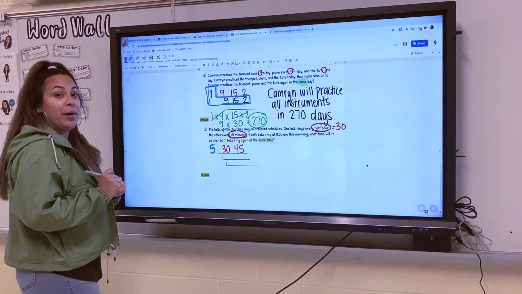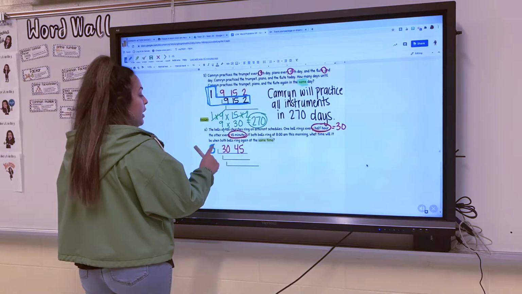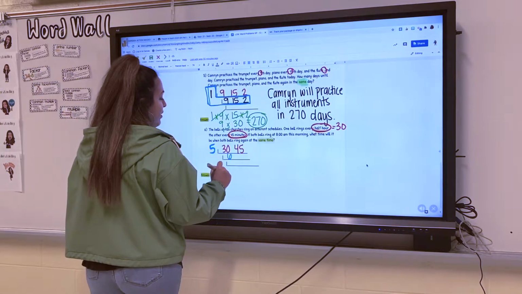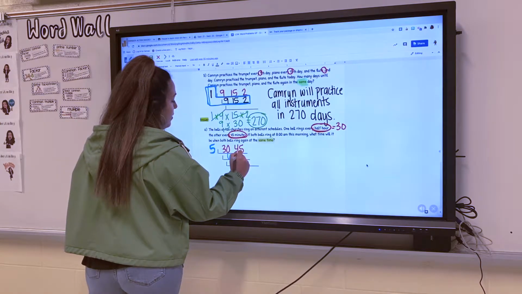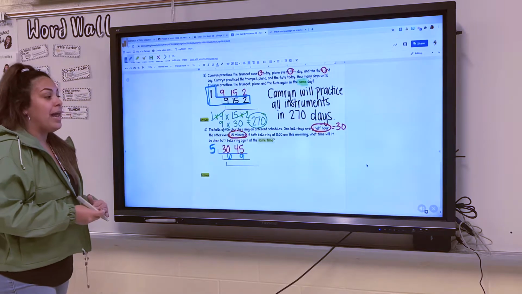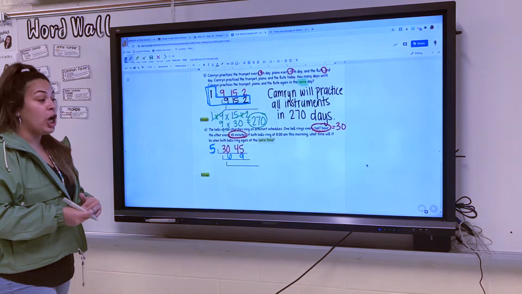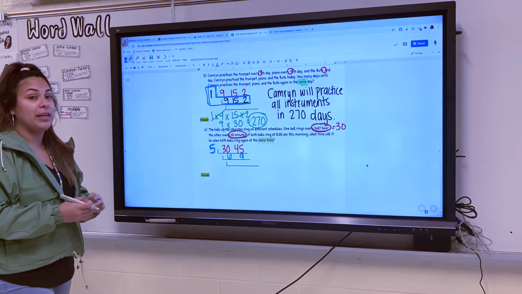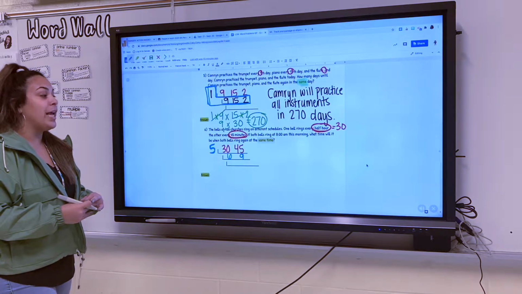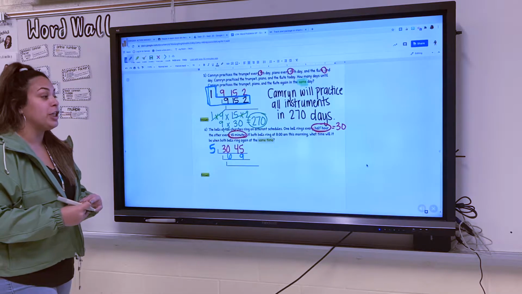So I'm going to divide both numbers by 5. 30 divided by 5 is 6. 45 divided by 5 is 9. Now, 6 and 9 are not even, both of them are not even numbers. But both of them are also not prime numbers. So they probably do share a factor in common.